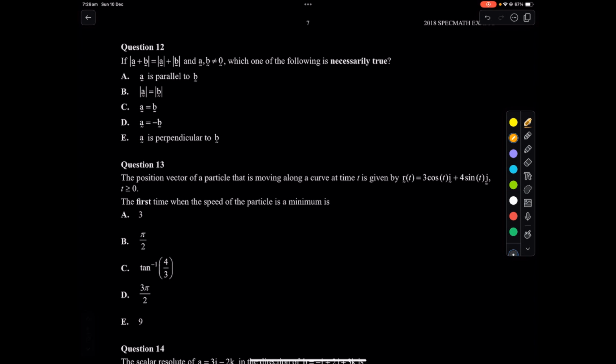Question 11. If the magnitude of A plus B is equal to the magnitude of A plus the magnitude of B, where A and B are non-zero vectors, which of the following is necessarily true? Let's think what this is telling us. Say we have a vector that looks like this. It goes like this, and this vector is A, yeah? And so we have another vector that is the same magnitude, and this is B.